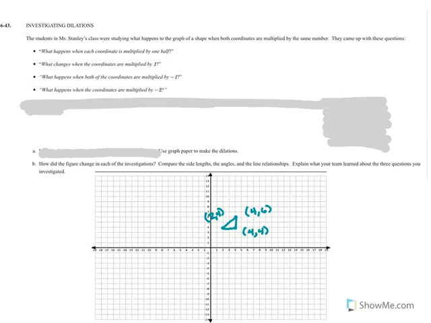Okay, the first one says, what happens when each coordinate is multiplied by 1/2? Multiplying by 1/2 is the same thing as dividing by 2. So if we multiply by 1/2 or divide by 2, this one's going to be 1, 2. This one's going to be 2, 3. We're just dividing by 2. This one's going to be 2, 2. When you're finished, go ahead and graph those points. I would pause right here and get those graphed.